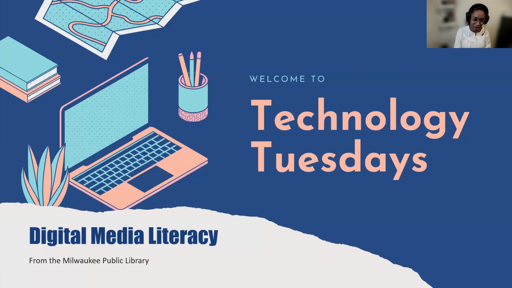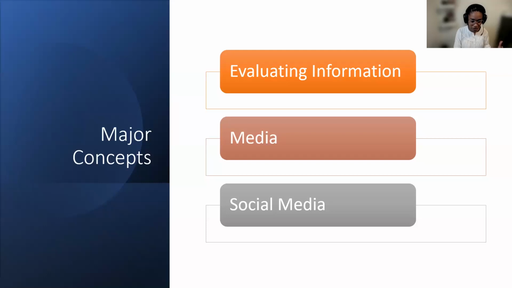Let's get into the major concepts we're going to be covering today. First of all, we're going to be talking about evaluating information that we find online. And then we'll move on to talking specifically about deconstructing media messages. And then finally, we're going to talk about social media and some of the key information literacy issues we run into there.